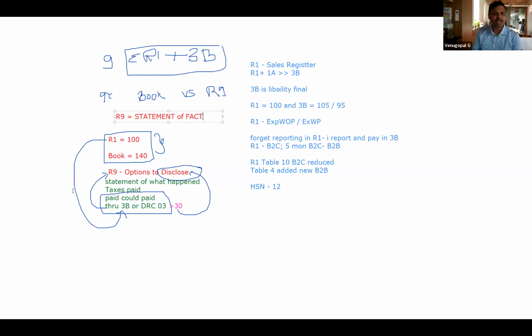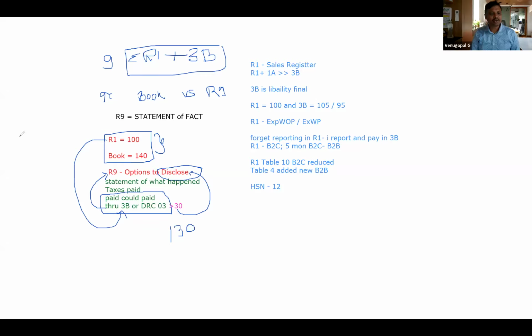So GSTR 9 is a statement of fact. You will be writing what has happened. In GSTR 9, you will be disclosing what happened. What happened could be the actual taxes paid in 3B or through DRC03. The context of GSTR 9 is that you are indicating to the government that you have paid the taxes. Now, in the current case, you have paid a tax of 130 rupees.